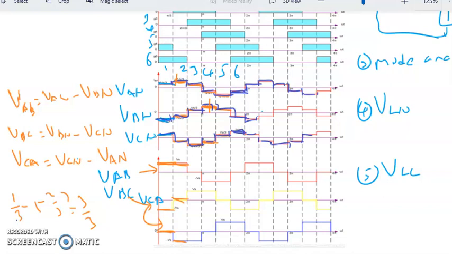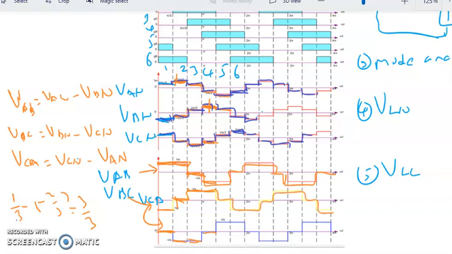For line to neutral, the maximum is 2/3 of the level. But for line to line, the maximum is the level of source voltage. So we shall get for another mode, mode 3, 0, positive, negative, then we shall get negative, positive, 0. So when you connect all the lines, we shall get a 3-level output voltage for line to line of this pattern for red, yellow and blue.